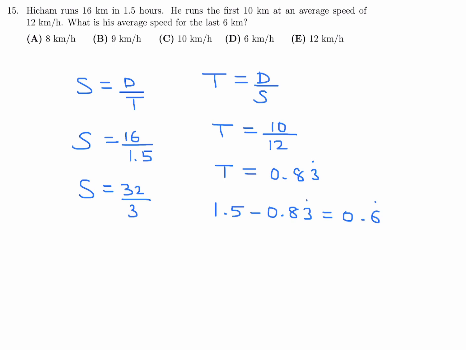So to calculate the speed is equal to distance over time. Distance is 6, time is 0.6 repeating, and when you do that math, you get 9. And therefore, number 15, the answer is B.